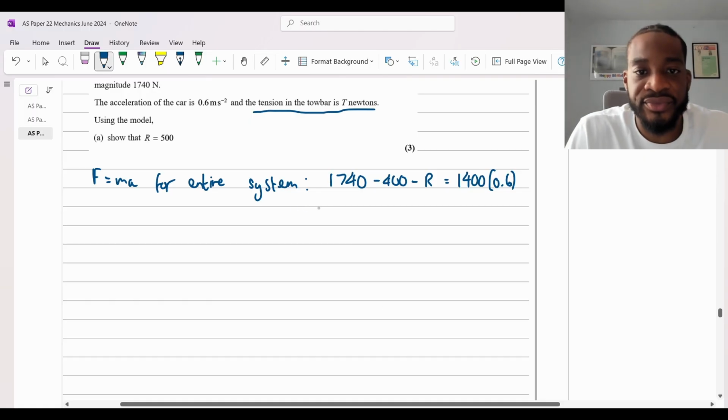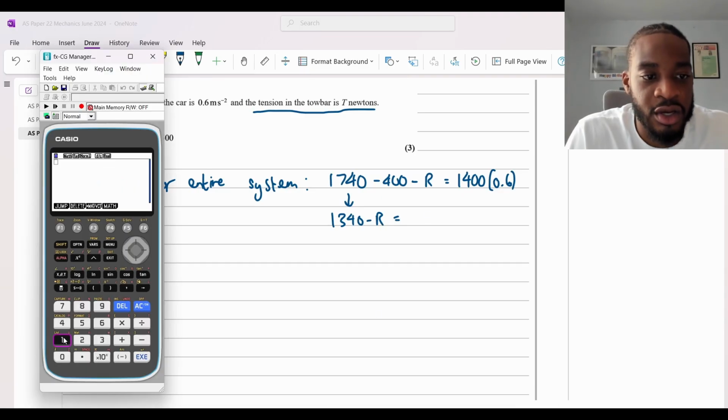I'll just do it here. So it's going to be, that's 1340, isn't it? Minus R, and that is equal to 1400 times 0.6. What is that equal to? 1400 times 0.6 is equal to 840.